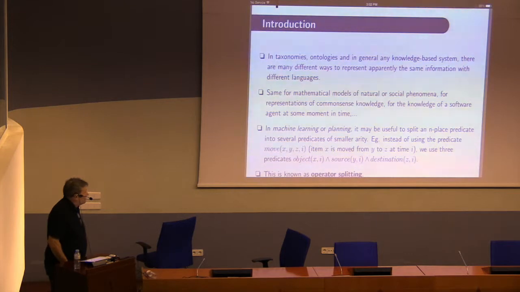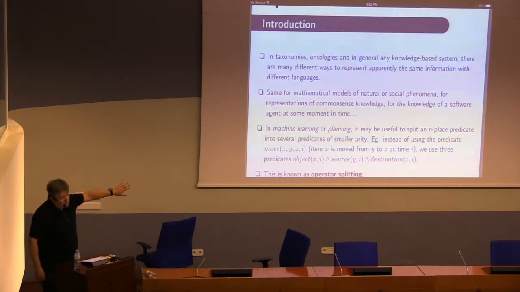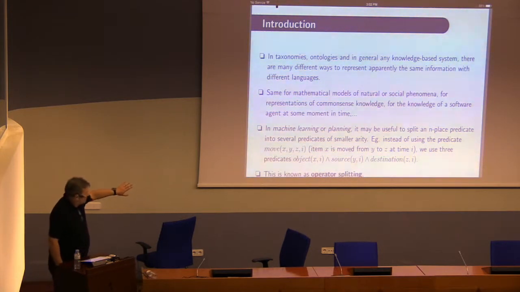So here, examples are that in ontologies and taxonomies, and in fact in any kind of knowledge-based system, you can often represent some piece of knowledge using different languages or different vocabularies. And the same is true for mathematical models that we use for modeling natural or social phenomena, for doing simulations, for representing common sense knowledge, or even for representing the knowledge of a software agent at a certain moment in time.